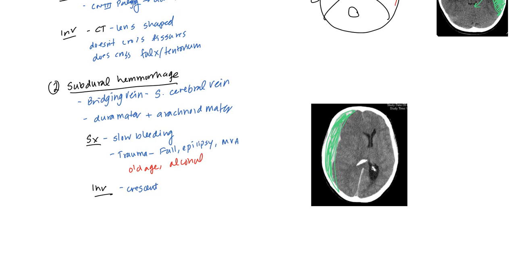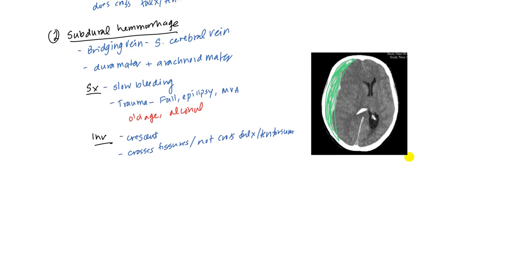Now, ask yourself, does this get blocked by fissures? Obviously not, because the fissures are in the dura mater. So this is not stopped at fissures. It crosses the fissures. That's how it's written in books. But it does not cross the falx and tentorium cerebri. So that's subdural hemorrhage.